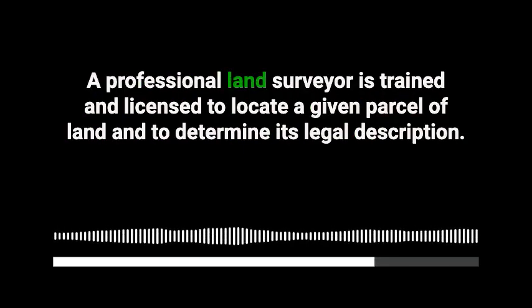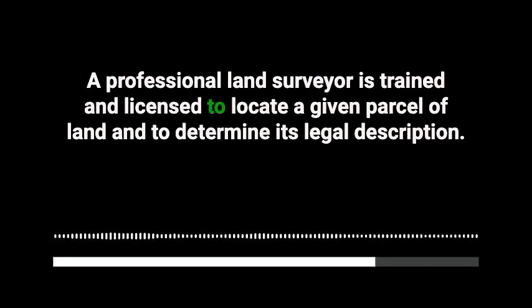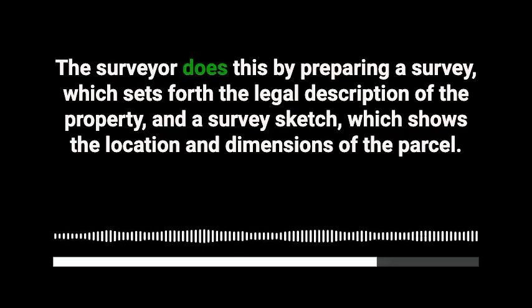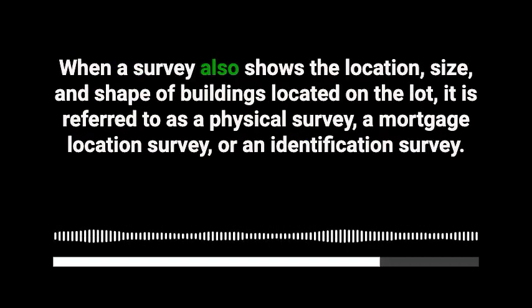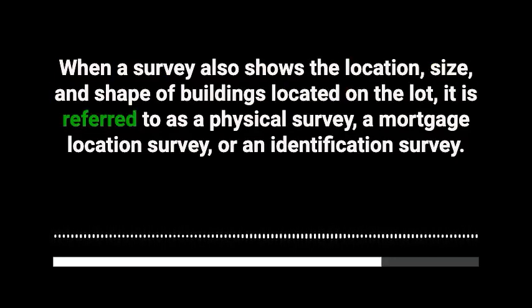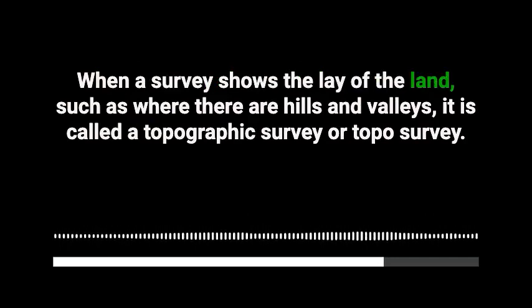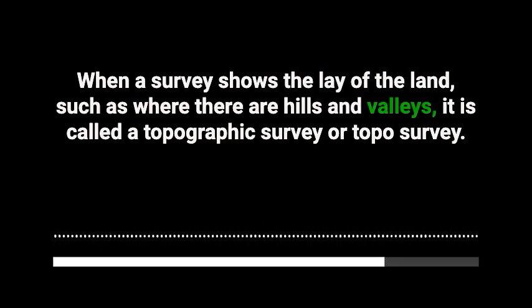A professional land surveyor is trained and licensed to locate a given parcel of land and to determine its legal description. The surveyor does this by preparing a survey which sets forth the legal description of the property and a survey sketch which shows the location and dimensions of the parcel. When a survey also shows the location, size, and shape of buildings located on the lot, it is referred to as a physical survey, a mortgage location survey, or an identification survey. When a survey shows the lay of the land, such as where there are hills and valleys, it is called a topographic survey or topo survey.